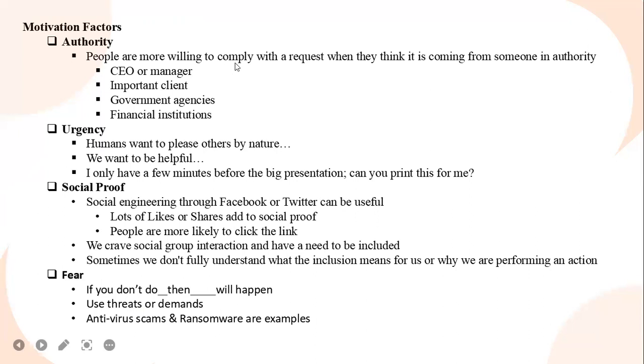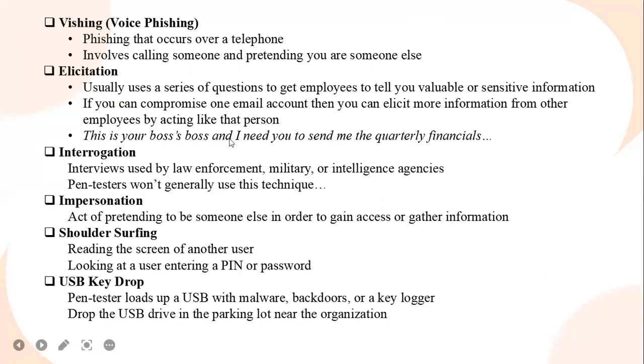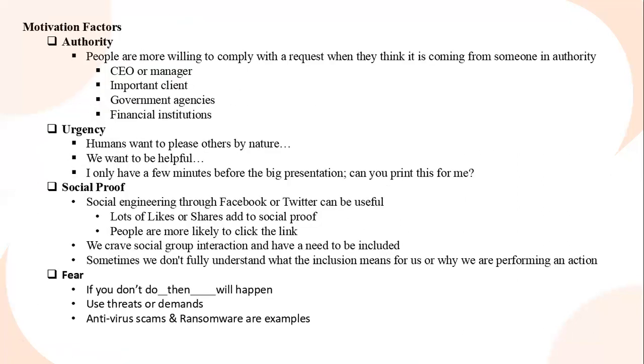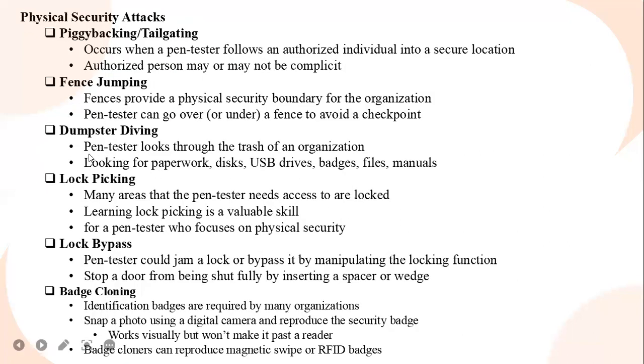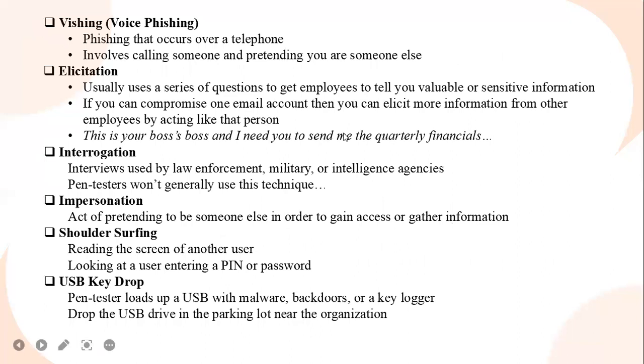Authority. People are more willing to comply with a request when they think it's coming from somebody in authority. Like the previous form of attack, this is your boss's boss, and I need you to send me the quarterly financials. Now I can add some sense of urgency when I say, this is your boss's boss, and I urgently need you to send me the quarterly financials because we're in a meeting right now. Right? The fact that your boss is in a meeting does not mean that this attacker is with your boss.